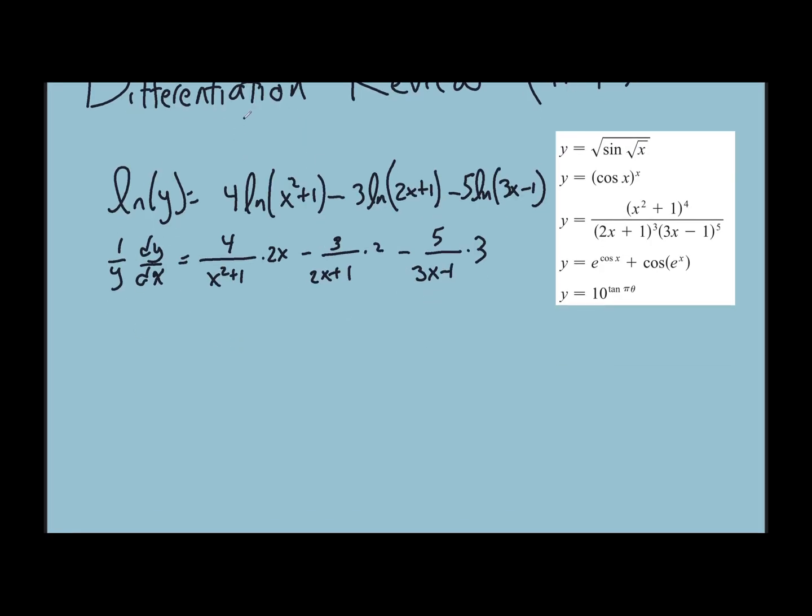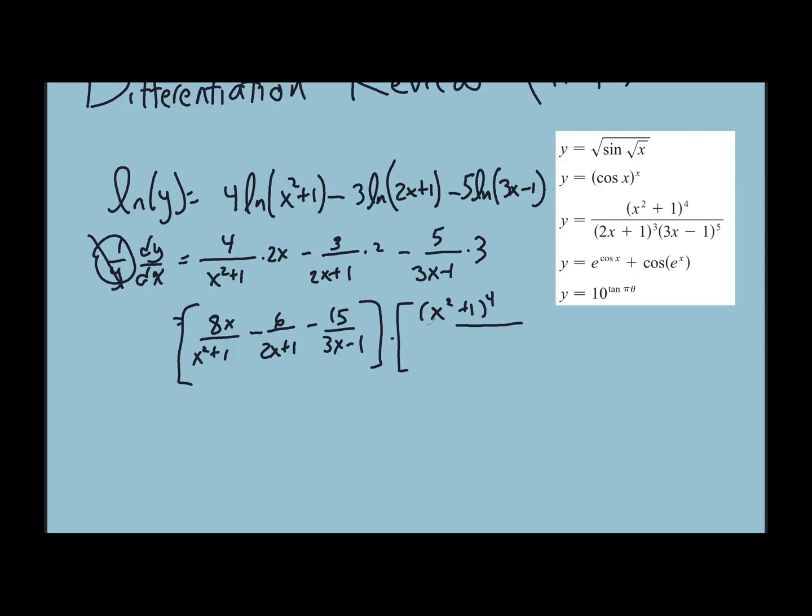Okay, so what do we see here? We see 8x over x squared plus 1 minus 6 over 2x plus 1 minus 15 over 3x minus 1. Thank you, natural logs. And now all I have to do is multiply each side by y to make that go away. So that would be times the original, which takes me longer to write than it took me to write the derivative.